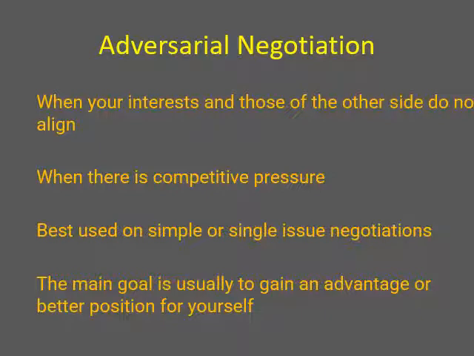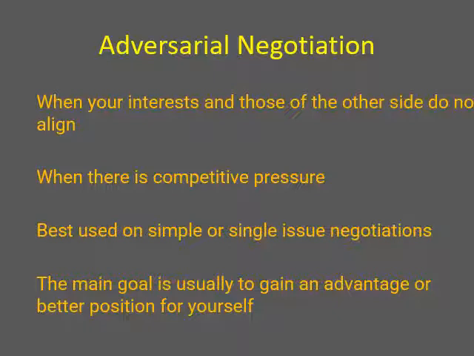So let's talk about what an adversarial negotiation is. A key hallmark of any adversarial negotiation, or the key thing to understand really, is that you and the other side do not have the same interest. Your interests do not align. A very simple example is haggling over the price of something. The seller wants you to pay the maximum price possible. You, the buyer, want to pay the minimum price possible.